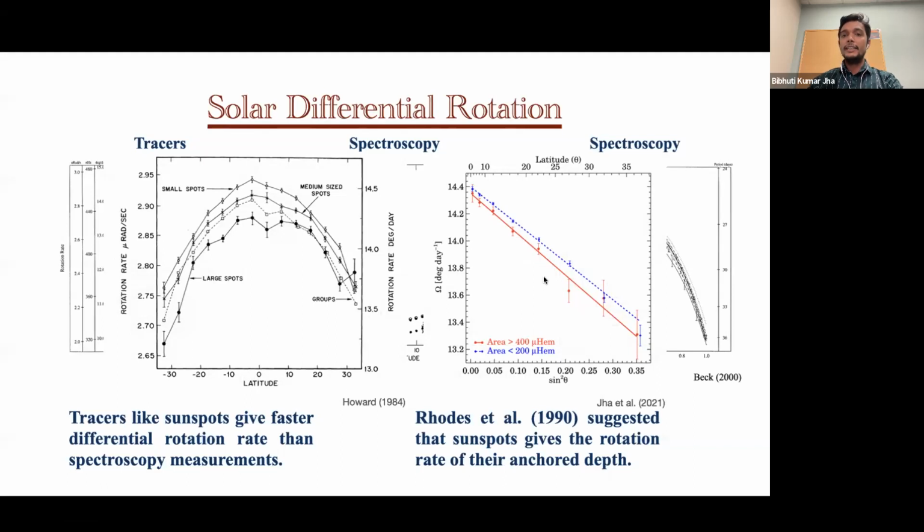That indicates that indeed the rotation rate depends on the anchor depth. So when you use the different features, you will get the different rotation rate because of their anchor depth, and they are in the different phase of their life. So this asks the question, what is happening just below the solar surface?